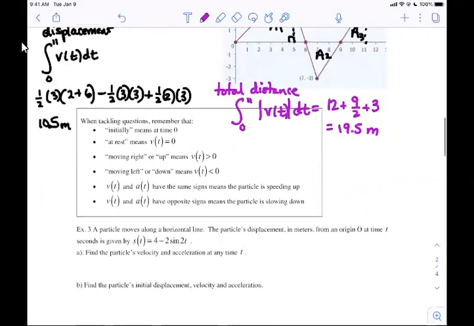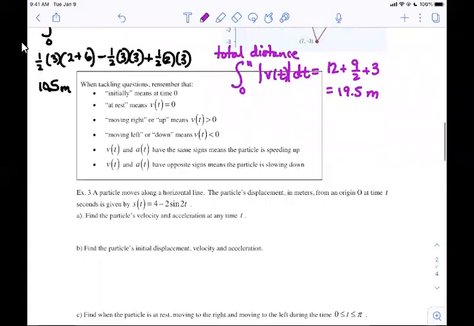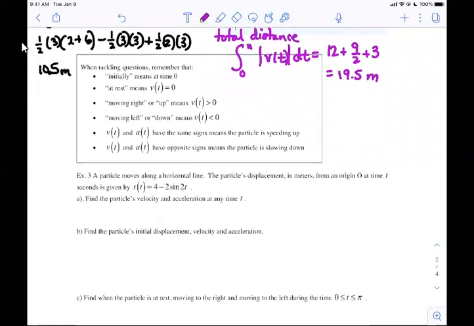All right, I'm going to give you a couple of minutes head start on this one. I want you to get as far as you can. Example 3 says a particle moves along a horizontal line. The particle's displacement in meters from an origin O at time t seconds is given by S of t equals 4 minus 2 sine 2t. Find the particle's velocity and acceleration at any time t.